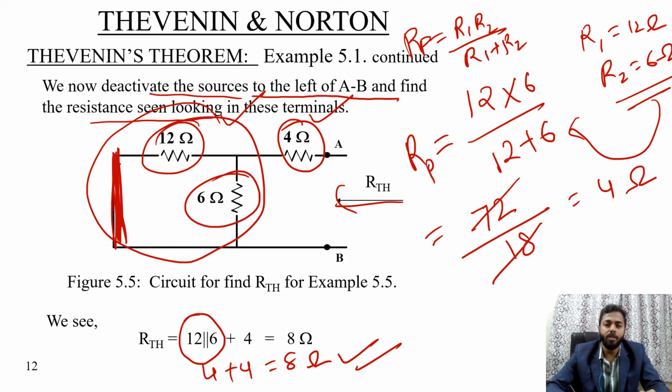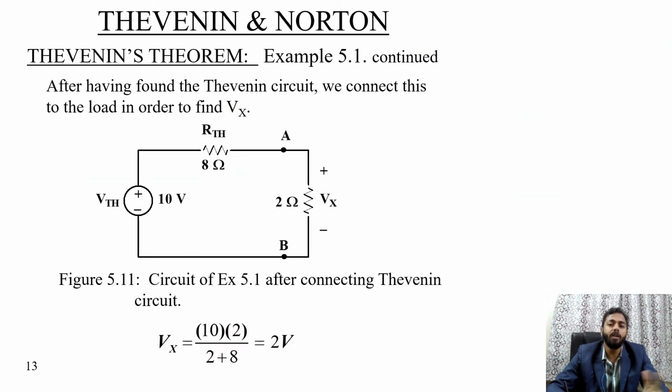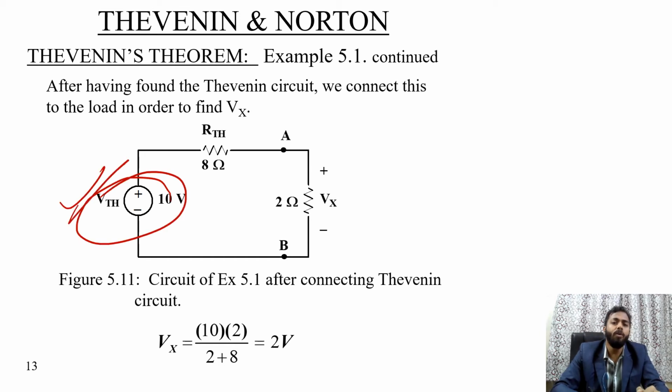What resistance is the Thevenin's resistance? So we can say that this Thevenin's resistance you can connect with the Thevenin's voltage that we calculated earlier. This is the Thevenin's voltage we calculated earlier, that was 10 volt, and Thevenin's resistance is the 8 ohm, and here these two are connected in series. Now we can connect the load.